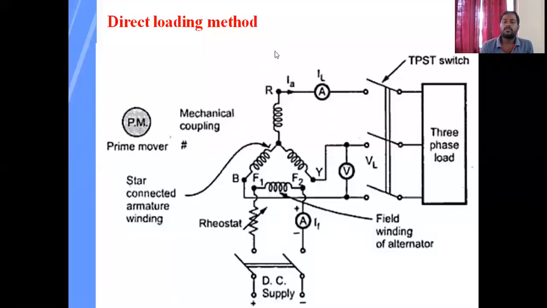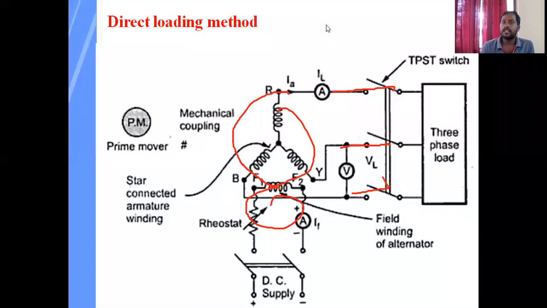So we can find this voltage regulation by two methods. One is the direct method, and the direct method is simply this alternator. This is the alternator, and this is the field winding, and this alternator is directly connected to the three-phase load. So we can directly connect to the three-phase load, and then we can find the voltage regulation directly by using these voltages.